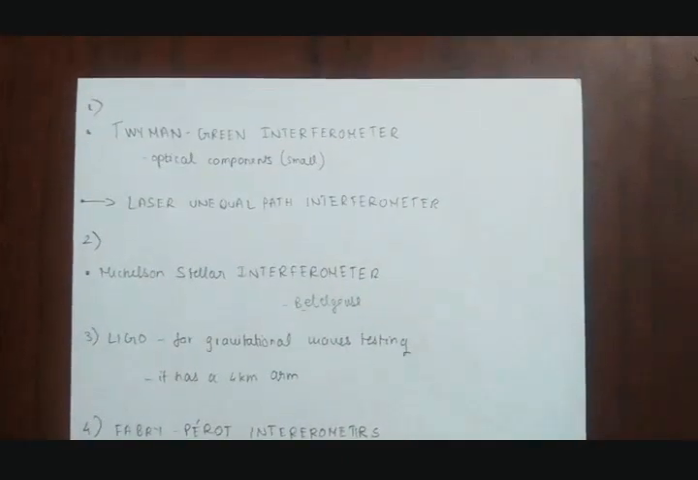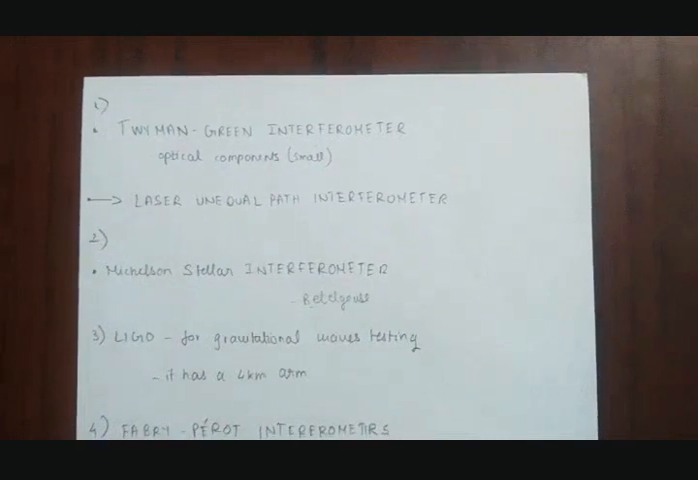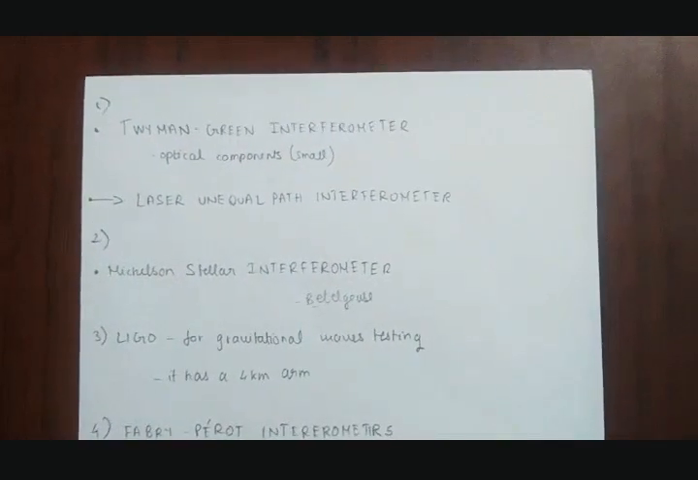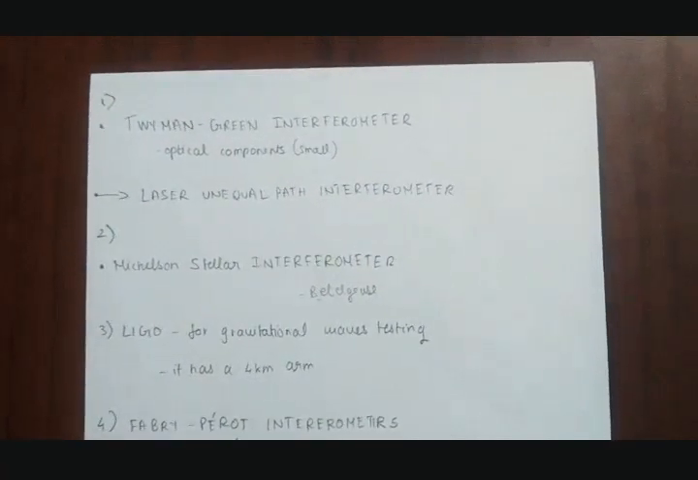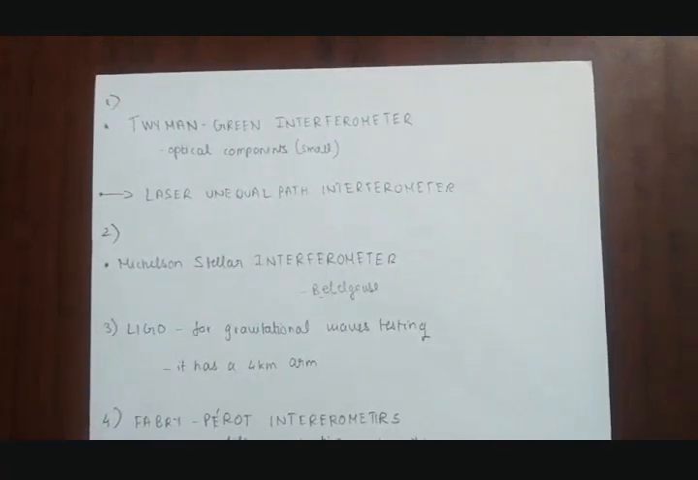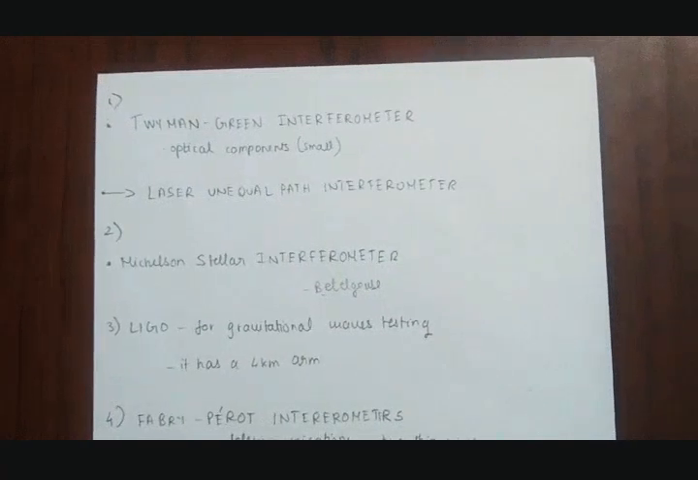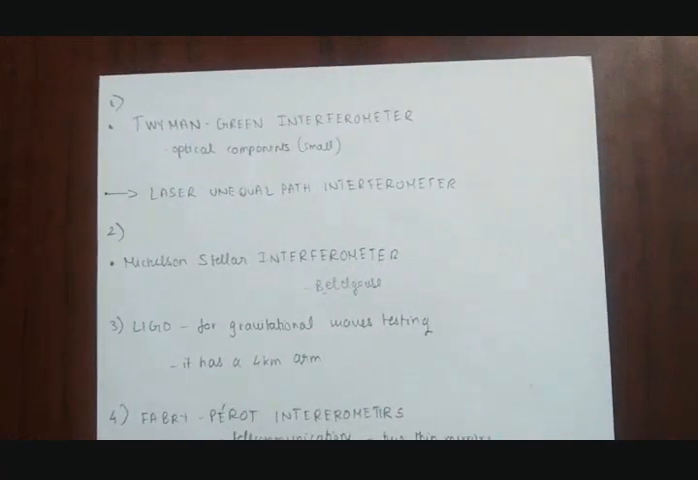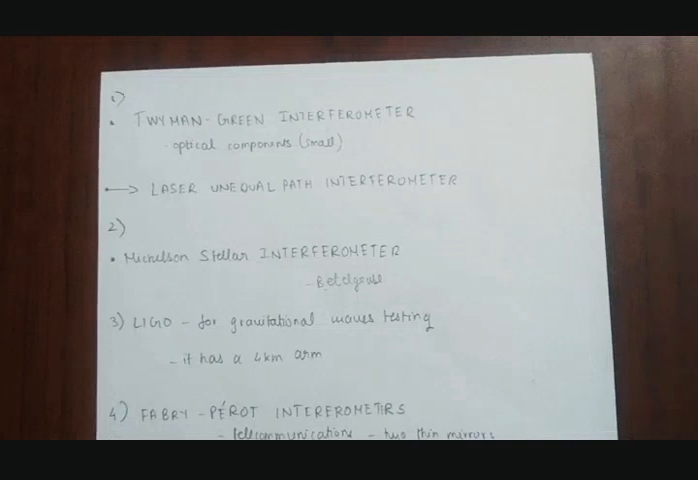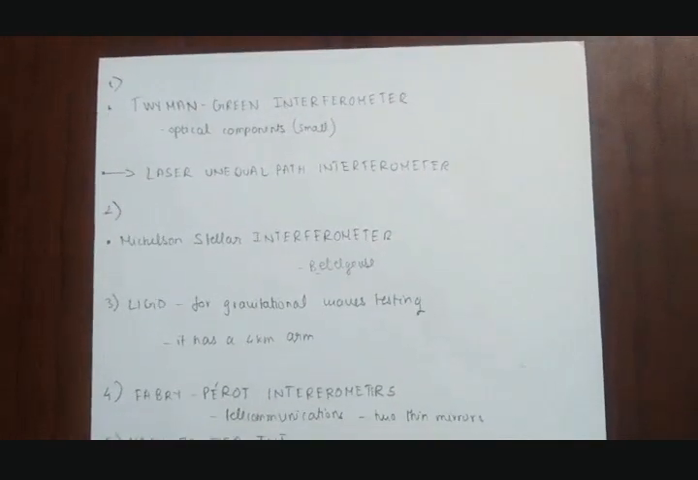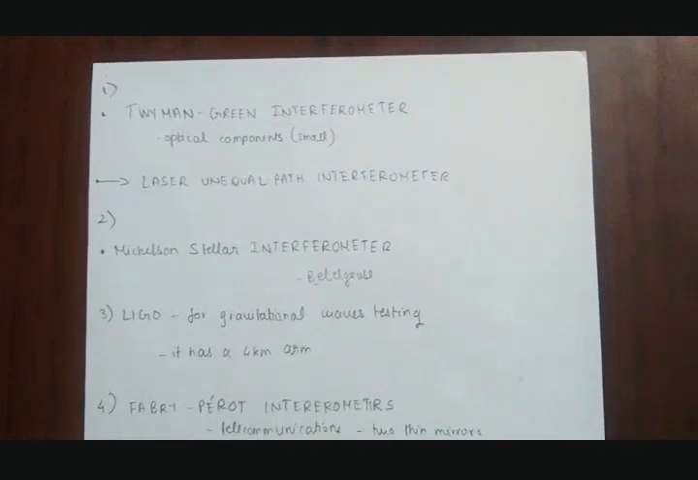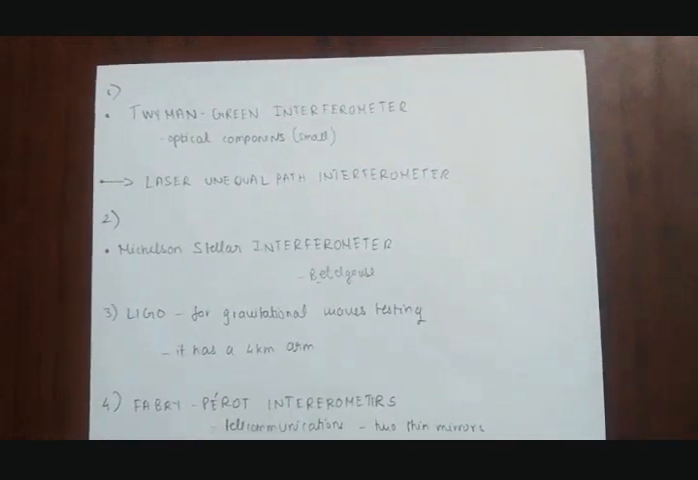Now let us learn about some other types of interferometers. The first one is the Twyman-Green interferometer, which is basically used to check the dimensions of optical components. Initially, only small components could be checked, as the light coherence value of this instrument was really small. Later it was upgraded, and the laser unequal path interferometer was created. This can now check the bigger optical components also, as the light coherence value is quite high.